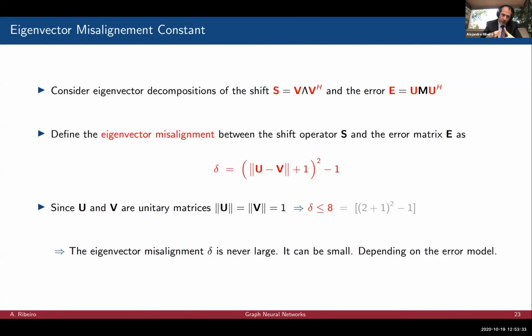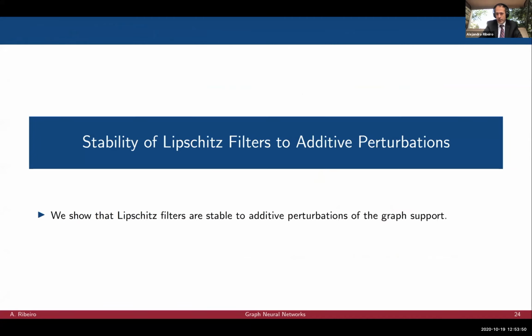And that's the reason why we define it, because we know that in some perturbation models, U and V are going to be close to each other. But if we don't know that they are close to each other, we can just replace delta by 8 in the bounds that I am going to introduce in the next few slides.